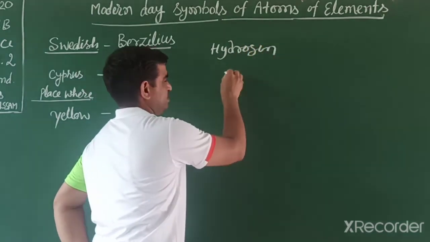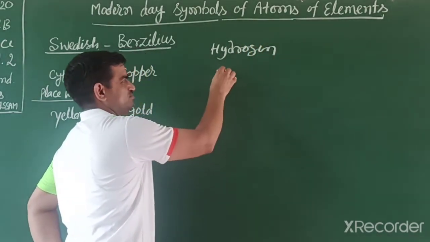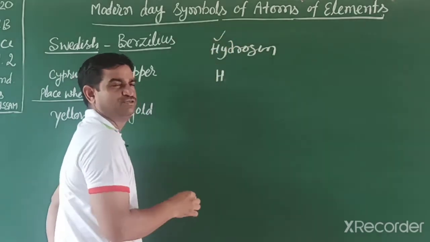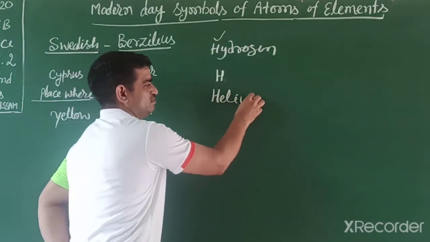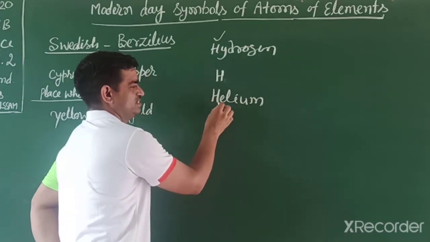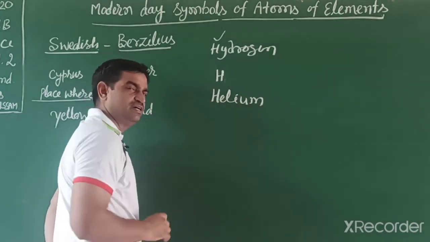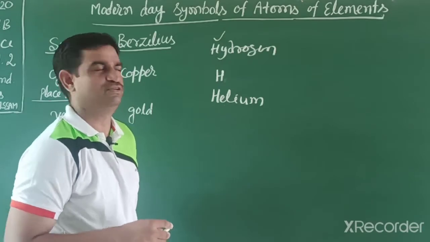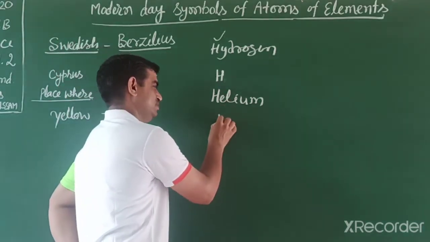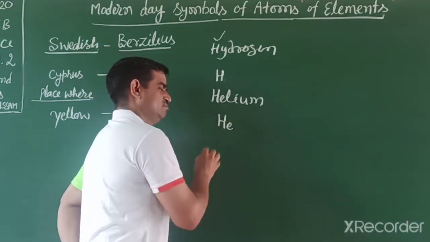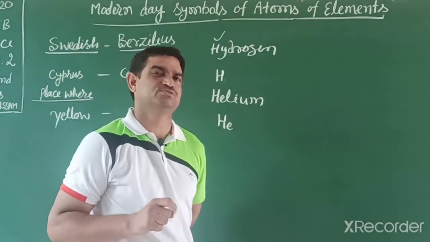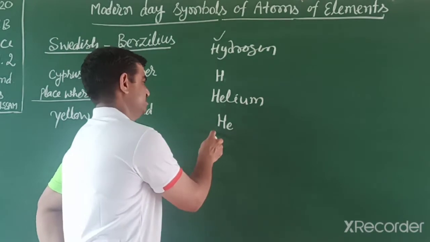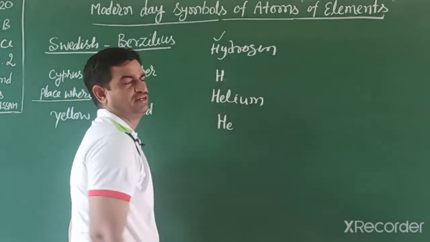Hydrogen's symbol we can write as H, because the first letter is H in hydrogen. In a similar way, helium. Helium's symbol is H and E, because H is already given to hydrogen. So helium's symbol is He. But the second letter is always lowercase, a small letter. The first letter we have to write as a capital letter.